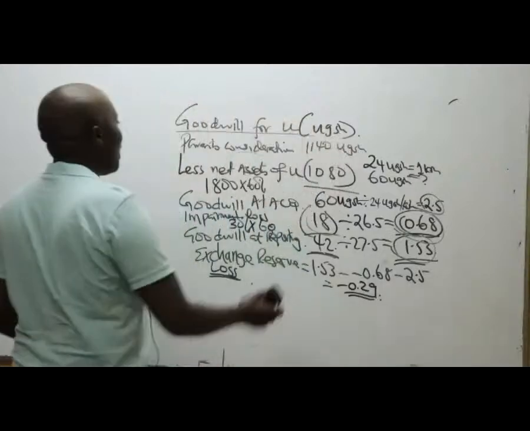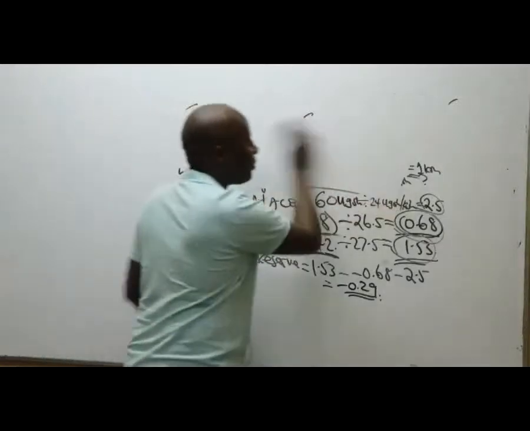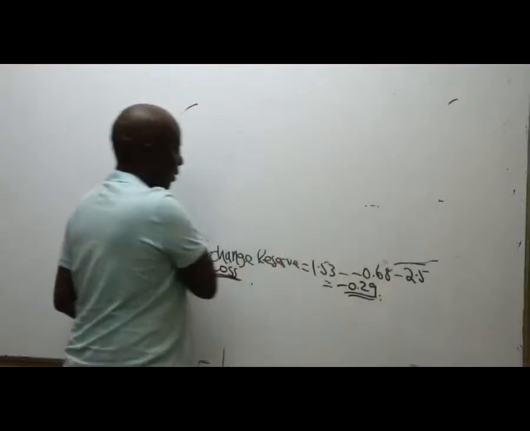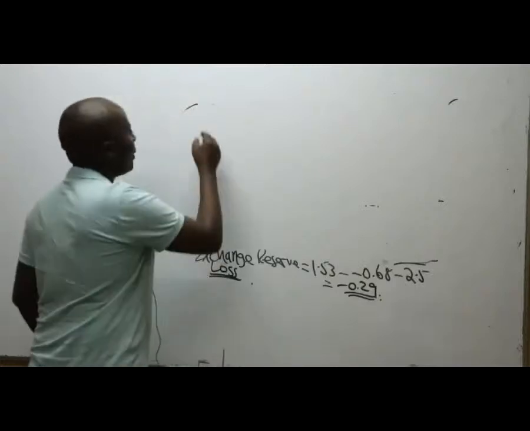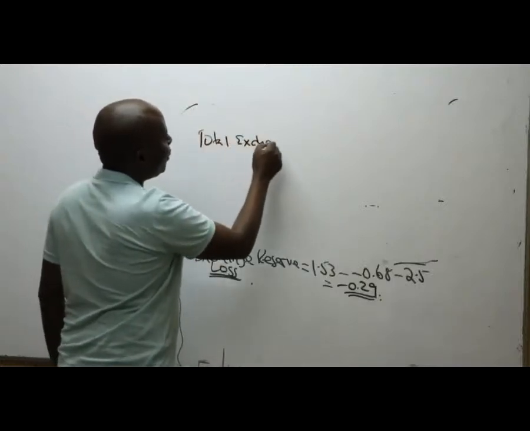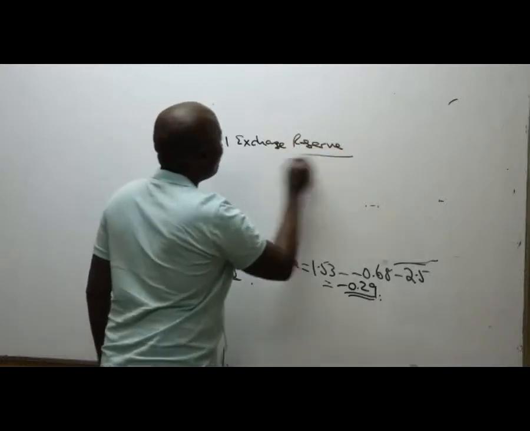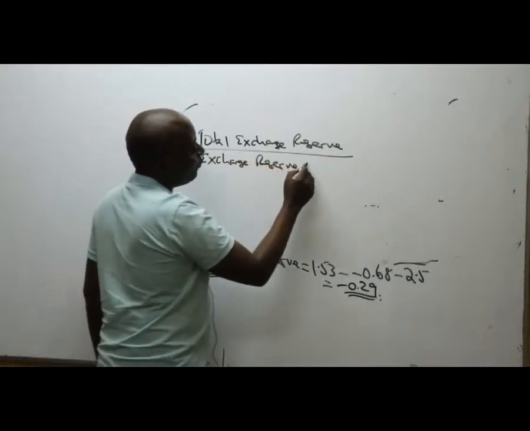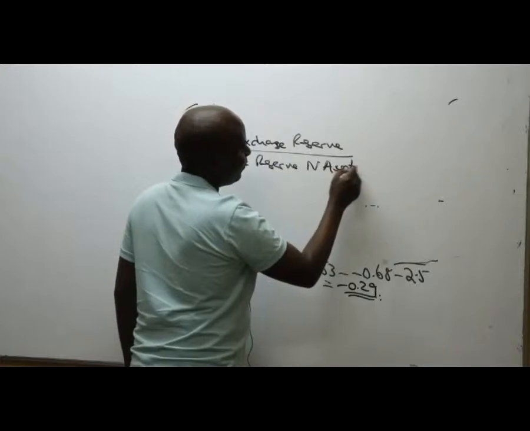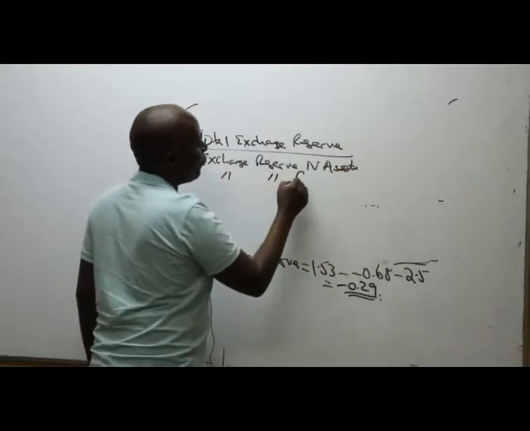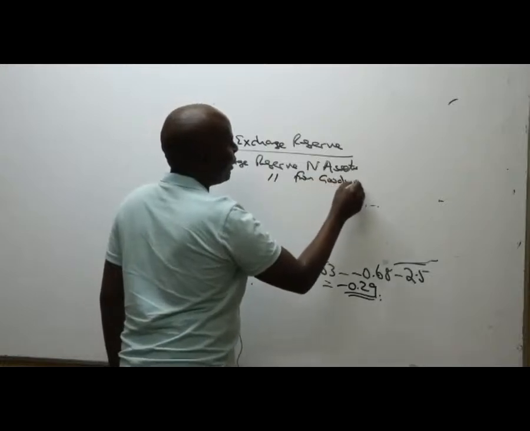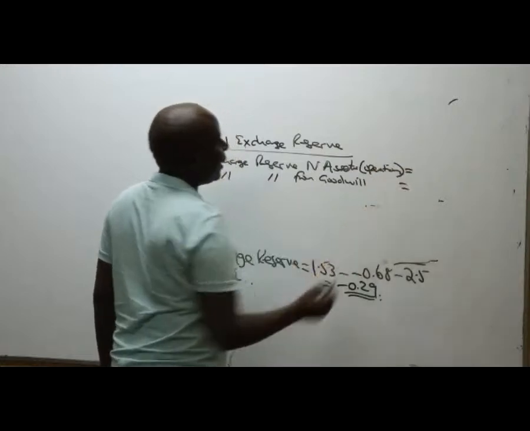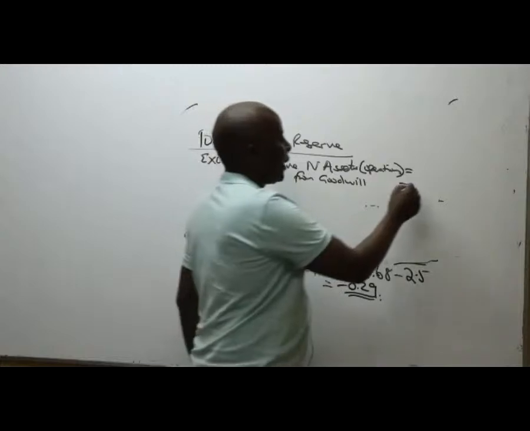At this particular juncture, without much ado, I will come and give my examiner the total exchange reserve, which will be the exchange reserve from my net assets translation and the exchange reserve from goodwill. Some books will call this operations. Is there anybody who can give us this figure? At least this one I know is negative 0.29.